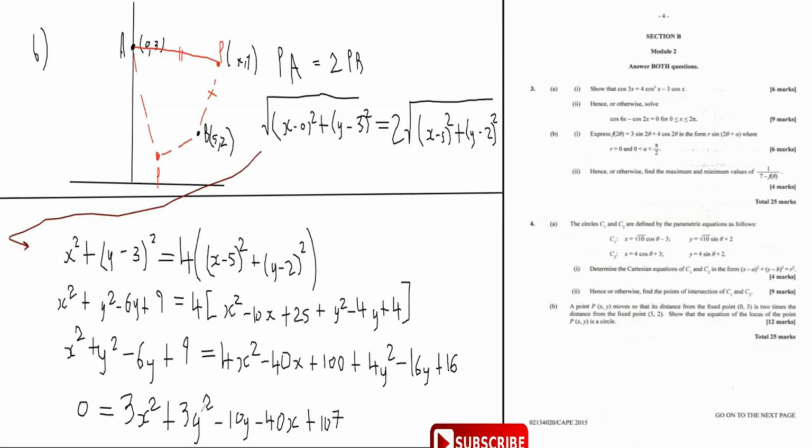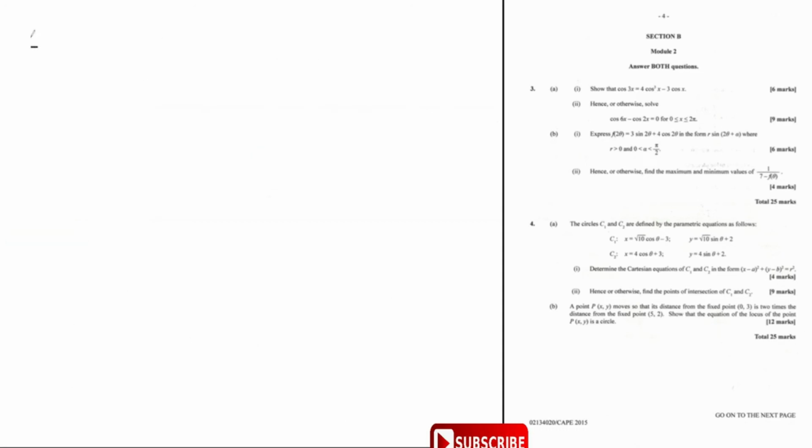We can then divide this equation by 3. So let's do that around here. Dividing through the equation by 3, let's put the 0 on the opposite side now. Dividing through by 3, we're going to get x cubed, not x cubed, x squared, my apologies, plus y squared.